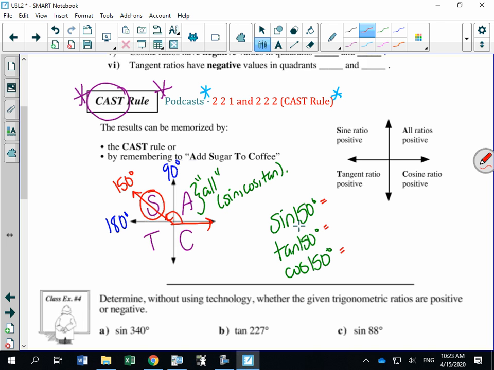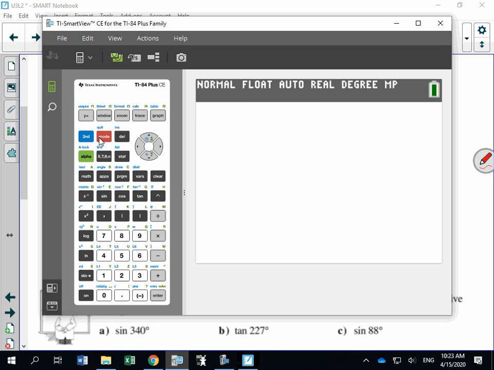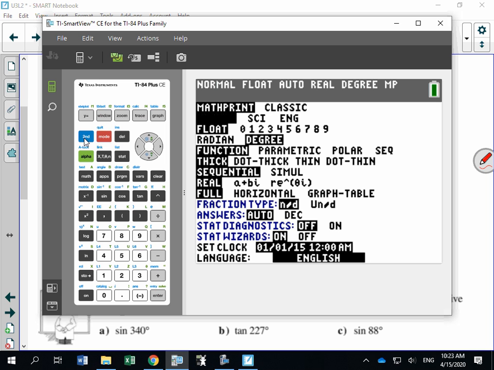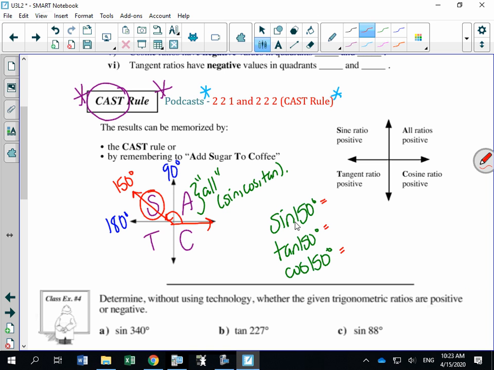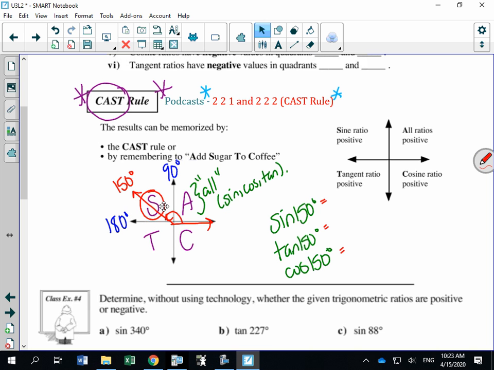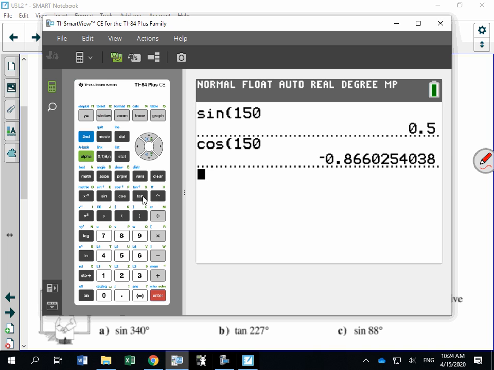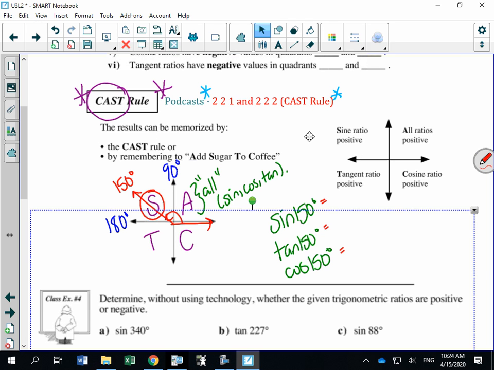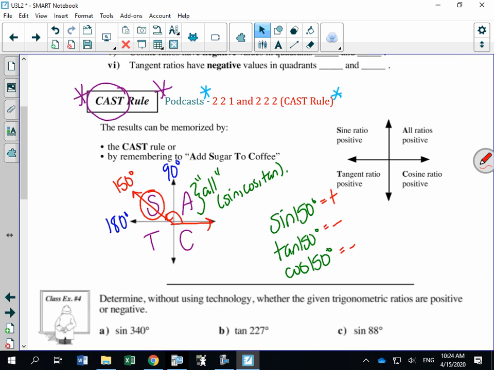So let's go to our calculators. We need to make sure we're in degree mode, so go to mode and make sure that degree is highlighted. If I type in sine of 150 degrees, I should get a positive answer. Type in the cos of 150 degrees. Now, in quadrant two, only sine is positive, so when I type in cos of 150, I should get a negative number, and the same with the tan of 150. So the cos of 150 degrees is negative, and the tan of 150 degrees is also negative. So sine would be positive, tan and cosine would be negative.